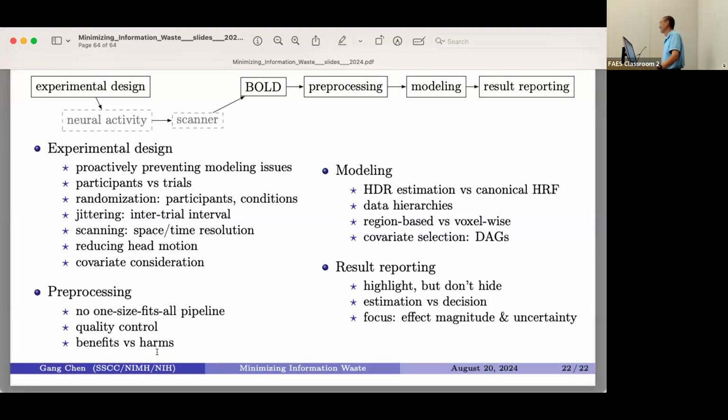What will be your take-home message, like how to minimize information waste? Should we use less contrast? Should we increase the number of trials? Or is every experiment different? Is there a certain pathway you would suggest to minimize the waste?